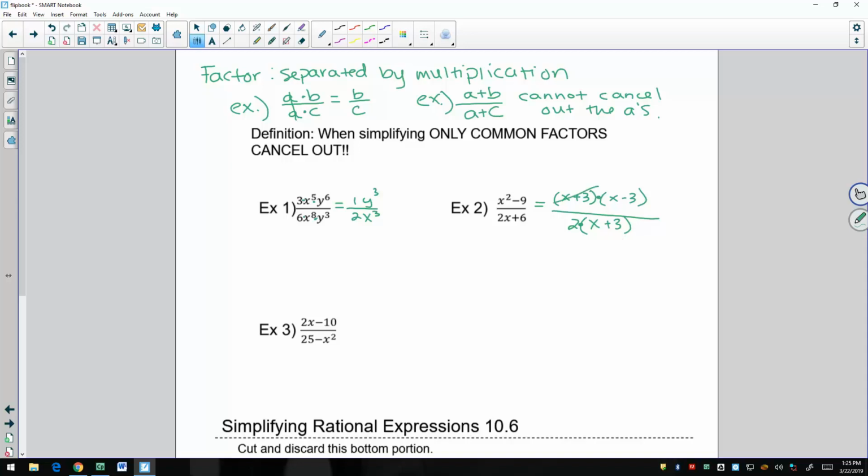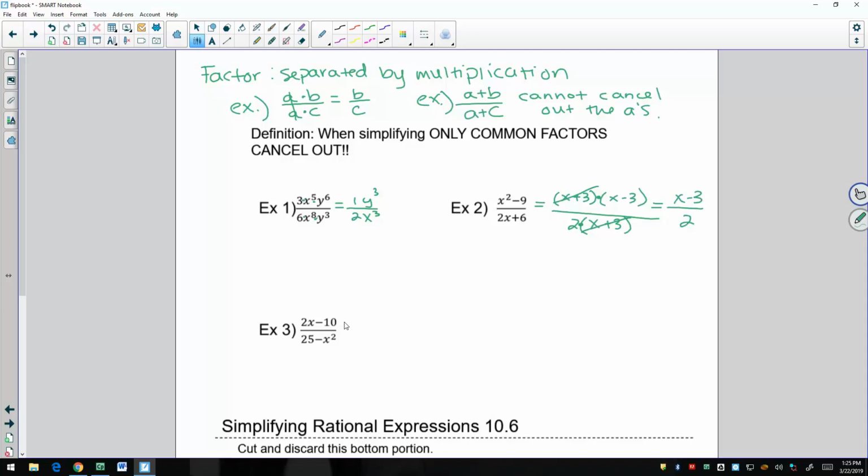Well, you will notice the x plus 3's, there's one on the top and one on the bottom, so they can divide out or cancel out. And on the top, you have x minus 3. On the bottom, you have 2. You cannot reduce the 3 with the 2, even if you could. 3 over 2 doesn't reduce anyway, but if that were like a 6, you cannot divide it by 2 because you can't divide the x by 2 as well.